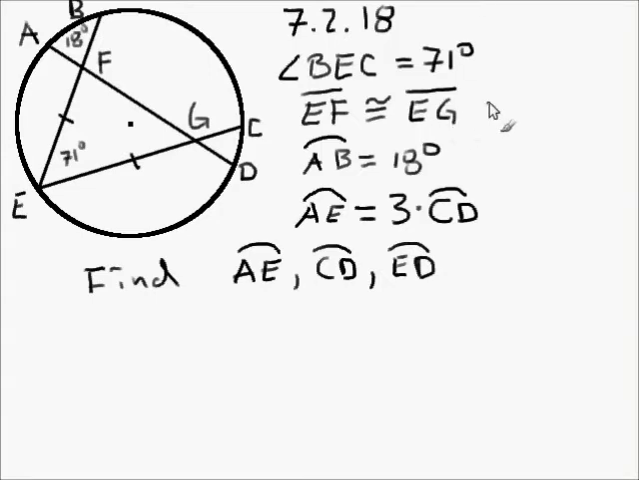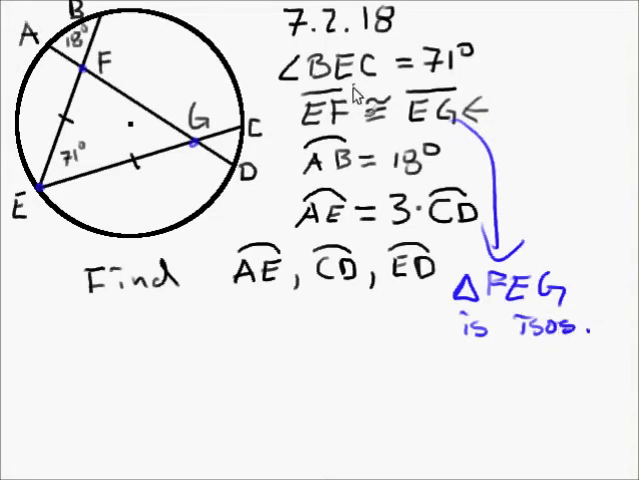Well, I'm going to start with this congruency here. It's rather conspicuous to me. It tells me that triangle FEG is isosceles, and that's a very good thing. That means that angles EFG and EGF are congruent. Because we have two congruent angles and we know the third angle in this triangle, we can find the measure of those angles. Then we can use the intersecting chords theorem from number 16 to find the length of ED.